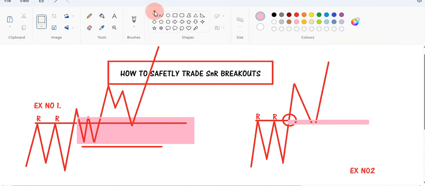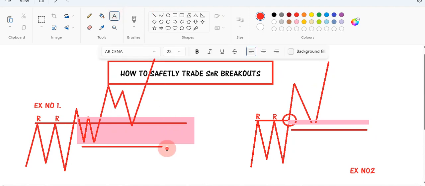Okay, something like this. So when you've got something like this, now you know that 10 to 30 pips is your stop loss. 10 to 30 pips is your stop loss. So this is your SL. This is also your SL.